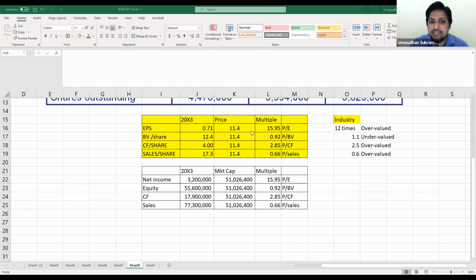So that is basically your 0.71 times 15, times 15.95 is your price. But you think it is 12 times, which means your price of the EPS is 0.71. So how many times above the EPS the stock can trade? It is trading at 16 times, but it can trade at 12 times. So meaning 0.71 times 12. That's exactly right. So the answer is 8.52.